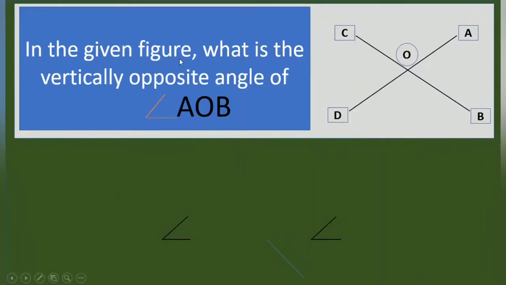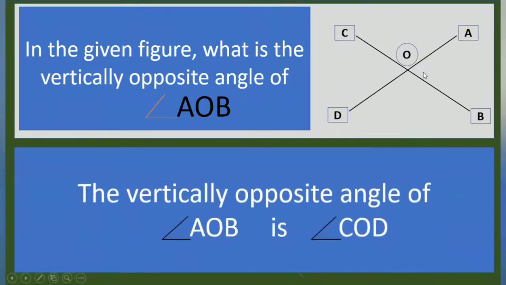See the given figure, what is the vertically opposite angle of angle AOB? Here, this is the given figure, and you can see angle AOB is this one. So which one is the vertically opposite of this angle? Yes, you're absolutely correct, students. The vertically opposite angle of angle AOB is angle COD. You're absolutely correct, students. Thank you.